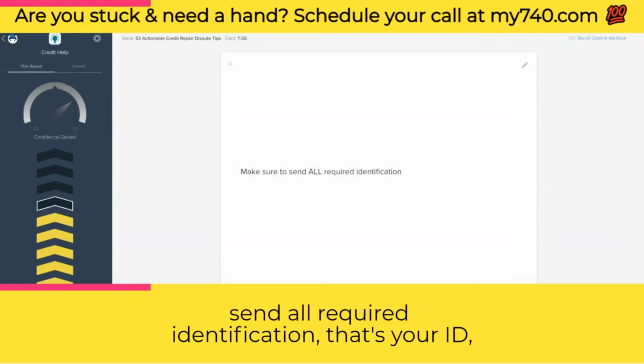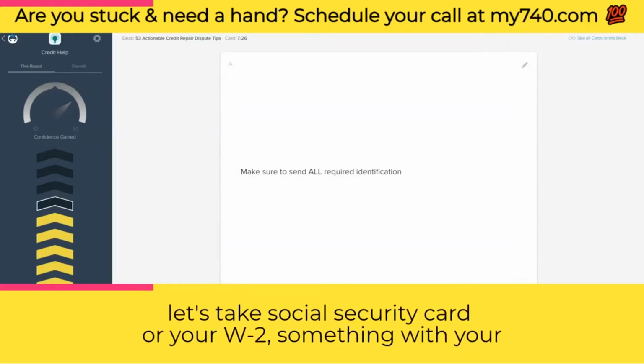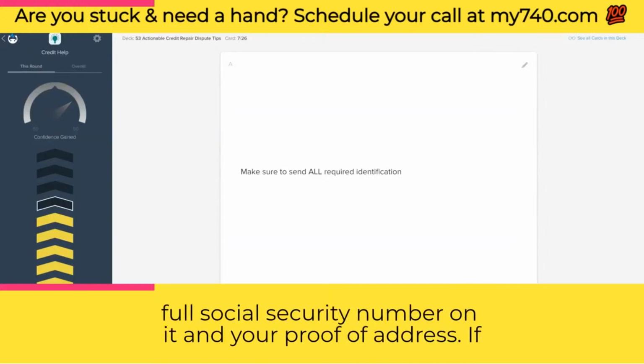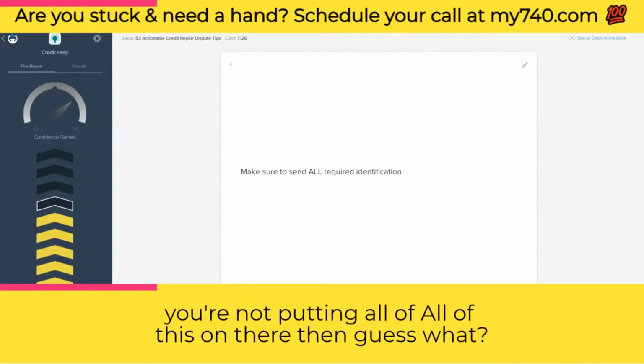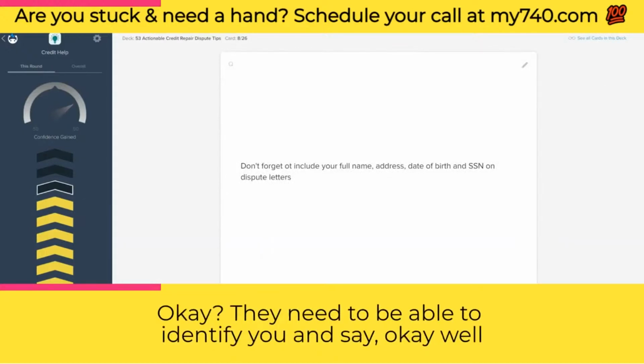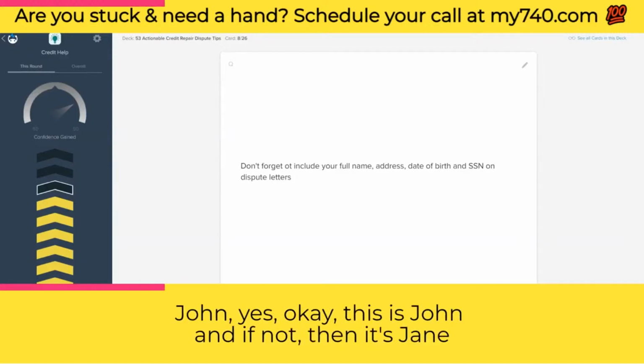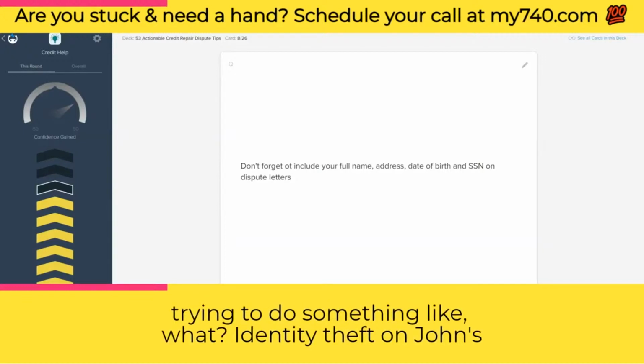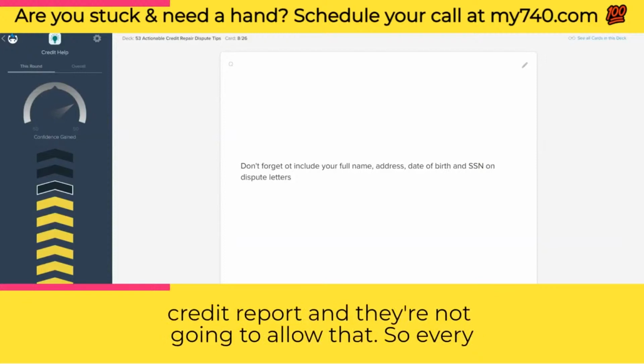Make sure to send all required identification. That's your ID, that's your social security card or your W-2, something with your full social security number on it, and your proof of address. If you're not putting all of this on there, then guess what? You're giving the bureaus a reason to just reject you, okay? They need to be able to identify you and say, okay, well, John, yes, okay, this is John. And if not, then it's Jane trying to do something like identity theft on John's credit report, and they're not going to allow that.